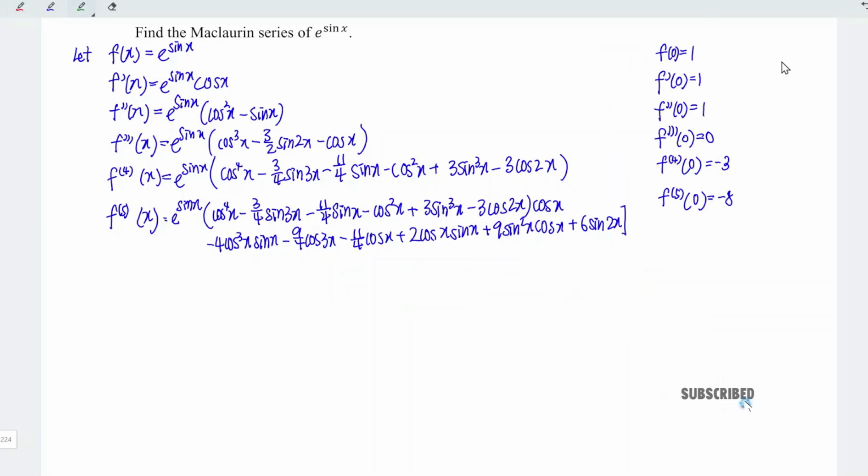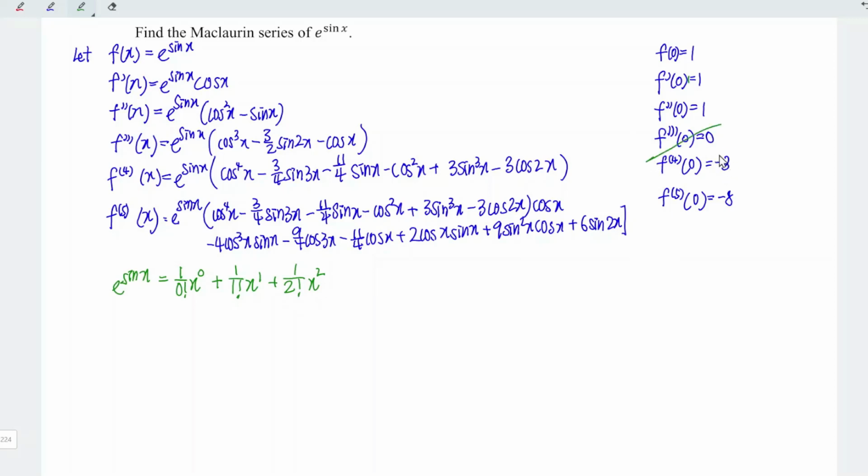With these values, we can now form the Maclaurin series of e to the power of sine x. Firstly, we have 1, and this is for the original function or 0 order. So we have 1 over 0 factorial times x to the power of 0, followed by 1 as well. So we have 1, but this is for the first derivative or the first order, so we have 1 over 1 factorial x to the power of 1, followed by 1 as well, but this is for the second order, 1 over 2 factorial x to the power of 2, followed by 0. Anything times 0, we get back 0, basically we can ignore this term.